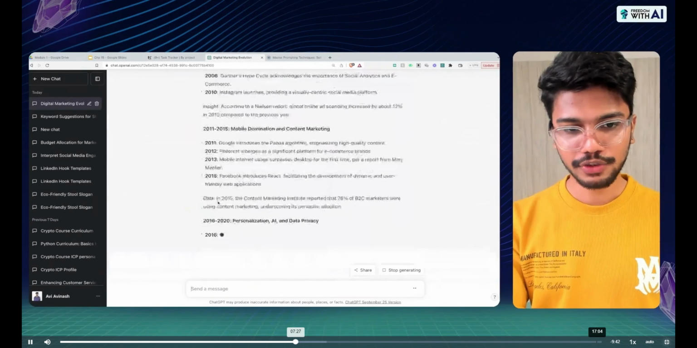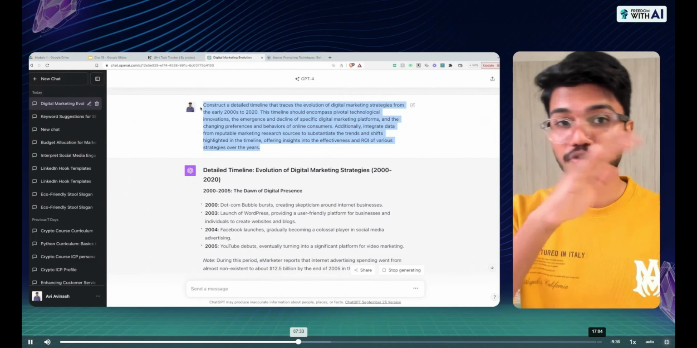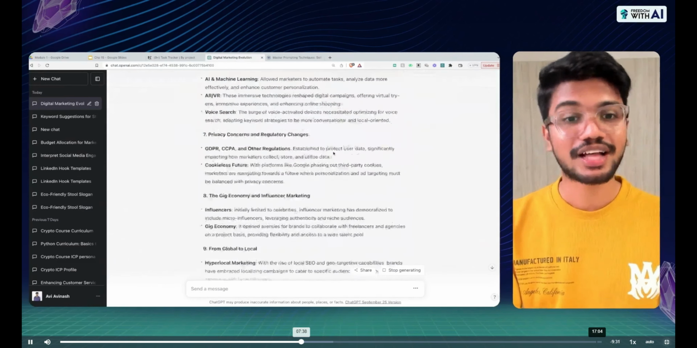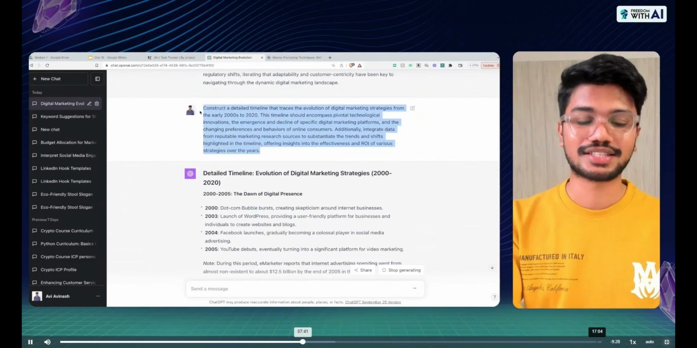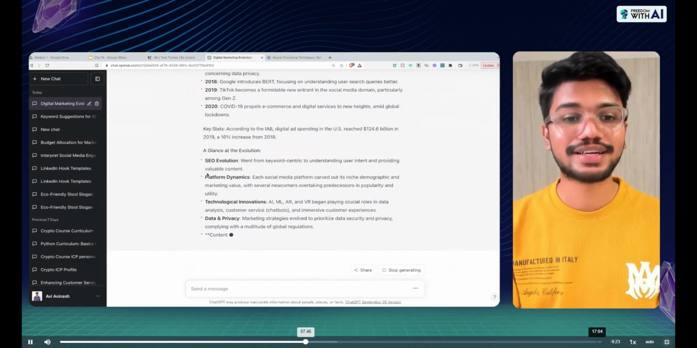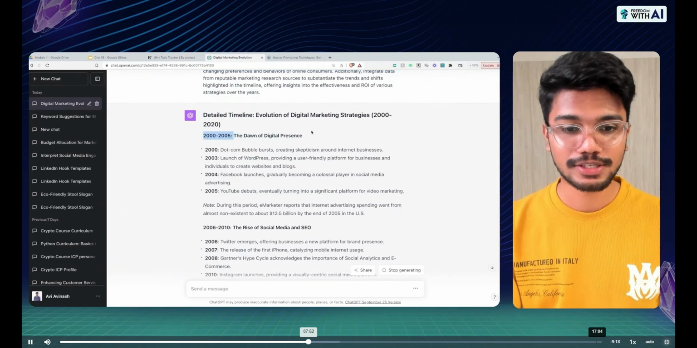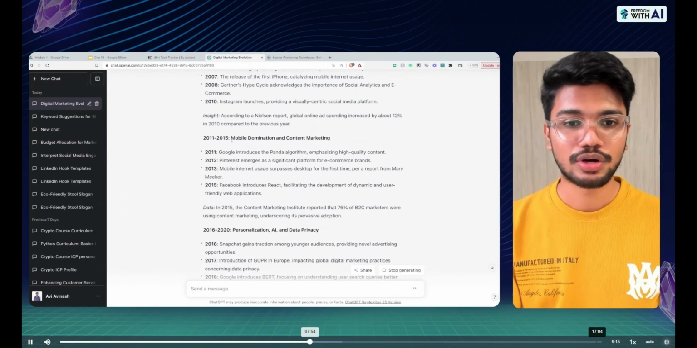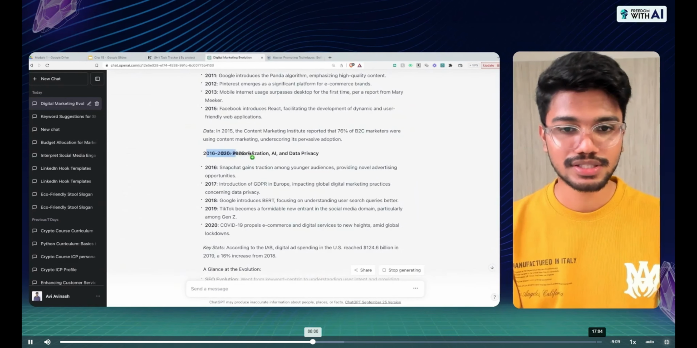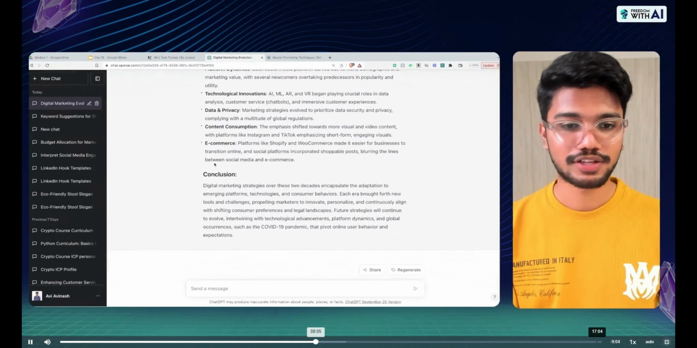So would you get something like this if you just copy pasted this? Maybe. But to be more sure and more accurate, if you first ask it to generate knowledge and then integrate that knowledge by asking the next follow-up and the final question you have in your mind, that's when you get a better, more detailed answer. You see, now for everything: the dawn of digital presence, the rise of social media and SEO, mobile domination and content marketing 2011 to 2015, 2016 to 2017, personalization, AI and data privacy, a glance at the evolution, and then the conclusion.